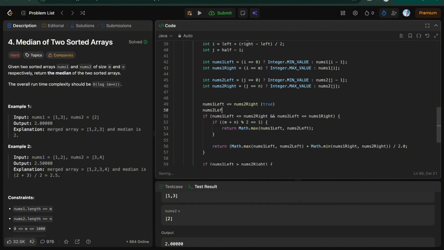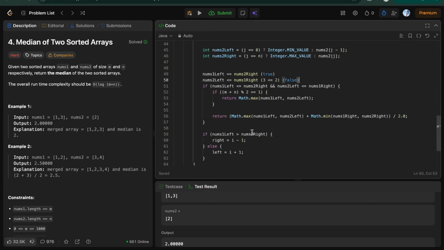So our nums2 left, nums1 right. It's not true because 3 is not less than or equal to 2, right? So since this part is false, it means that the partition is wrong. It means that our nums2 left, which is the 3, is too big. And this just means that we need more from nums1 on the left.